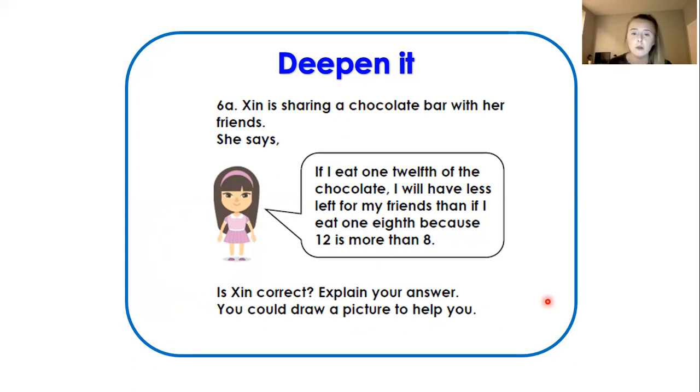So write it out for me. And you can also draw it and split it up, or you can use your blocks to help you, or your Lego, or anything at home, or your sweets like I did yesterday. So have a go at that and explain it to me. Tell me that she is correct because, or she is incorrect because, and really explain how you know using what we have learned in today's lesson. Okay, so have a go at that.